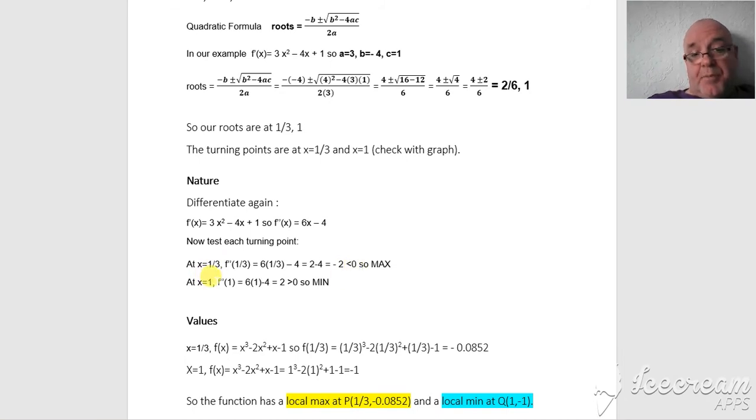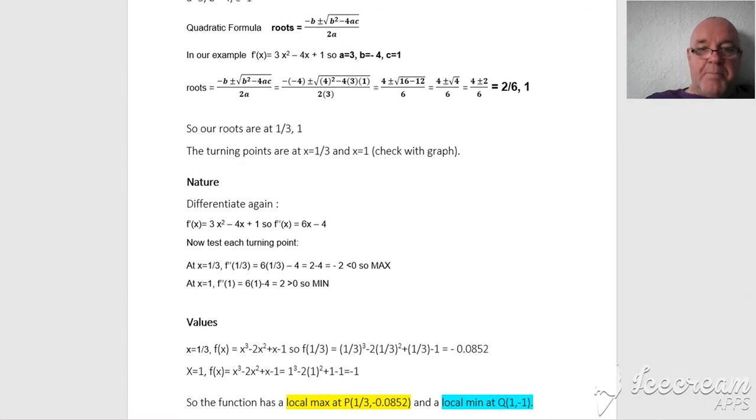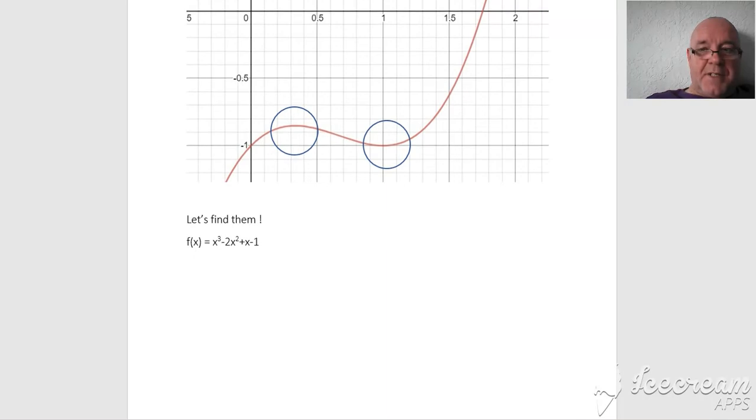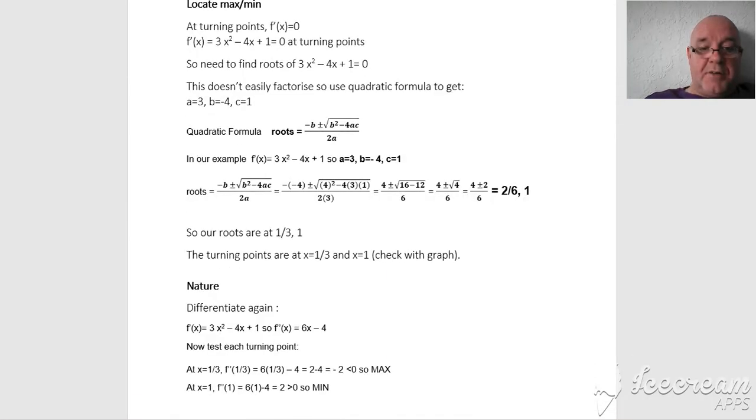And the other turning point, x is 1, f double dash of 1 is 6 times 1 minus 4, that's 2. You're not bothered with that. Really what you're bothered about is it's bigger than 0, so it's a min. So we know that x is a third is a max, and x is 1 is a min. Again, going up, we see that that's exactly what's happened. Okay, so our technique's working.